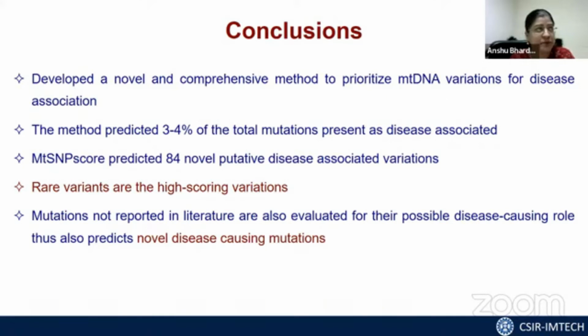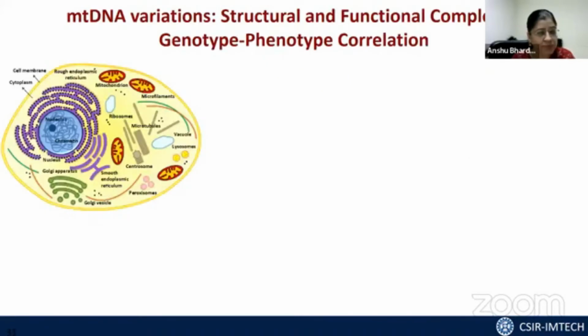One observation we made back then was that rare variants are high scoring variants, as opposed to the general understanding that common variants are disease associated. We didn't observe that even at that point. And now there are more and more papers trying to scout for rare variations for disease association. So this is one of the first studies where we could observe this and report it. And we could find novel disease associated variants with this application.